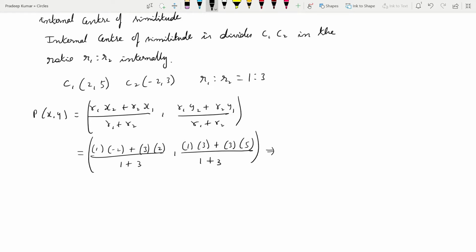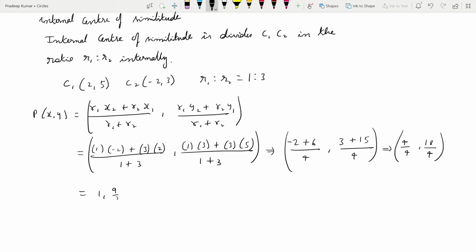So 1 into minus 2, which is minus 2, plus 3 into 2, it was 6, by 1 plus 3, which is 4, whereas this is 3 into 1, it was 3, plus 3 into 5, it was 15, by 1 plus 3, which is 4. So I'll be getting this as minus 2 plus 6, it is 4 by 4, and 3 plus 15, it is 18 by 4. So this 4 by 4 is 1, and this 18 by 4 is nothing but 9 by 2. So this is the point where both of the tangents are meeting.